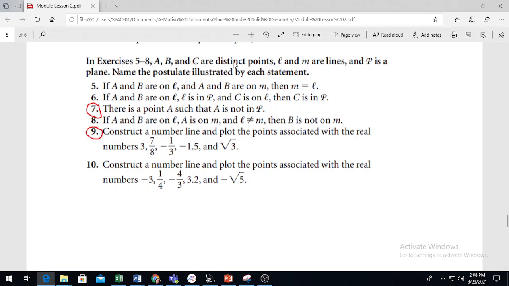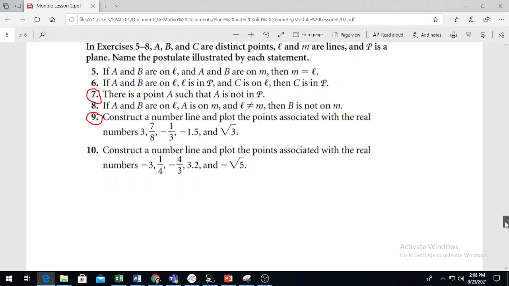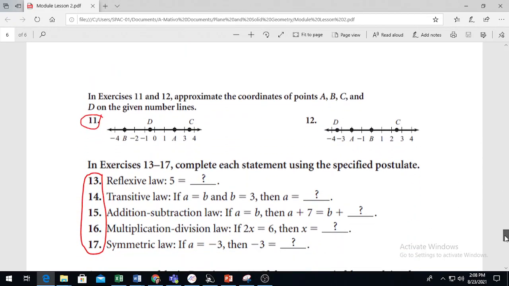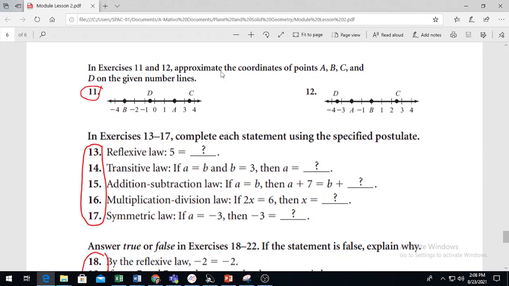Then in the exercises, the instructions are for items 5 to 8. A, B, and C are distinct points. L and M are lines. And P is a plane. Name the postulate illustrated by each statement. You can go over the postulates we have discussed a while ago. And also this one: approximate the coordinates of points A, B, C, and D on the given number lines, and complete each statement using the specified postulate.